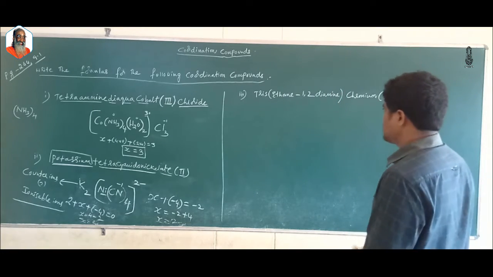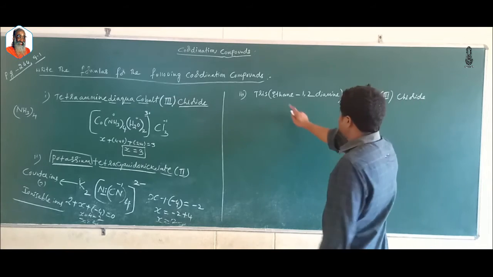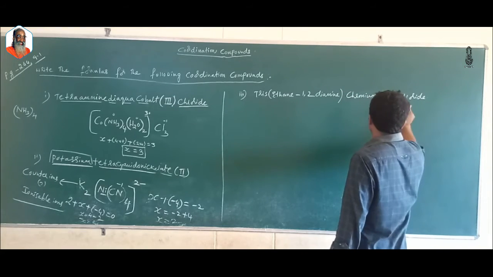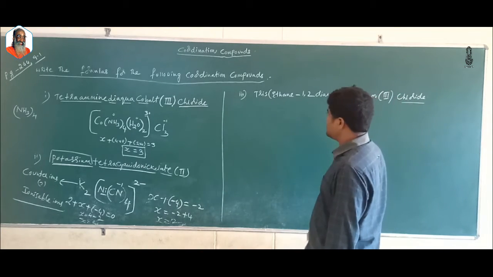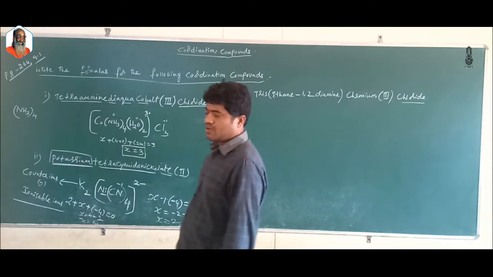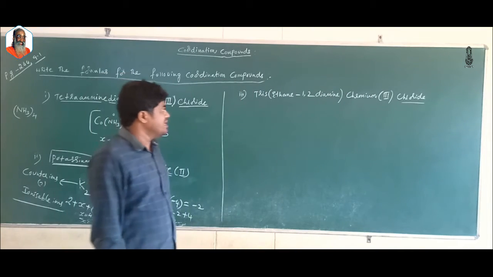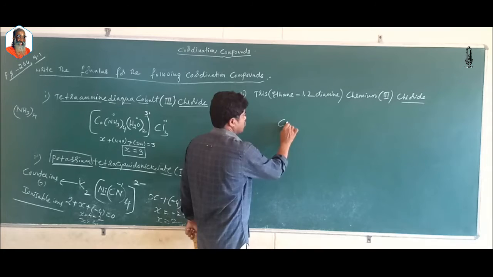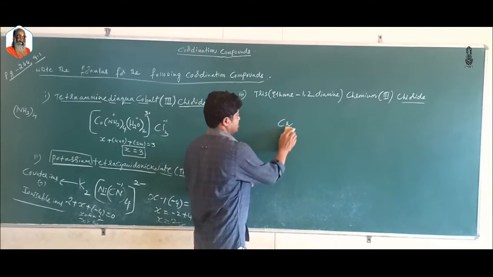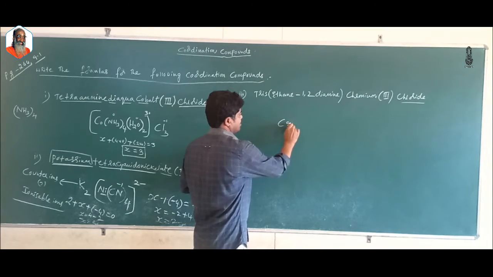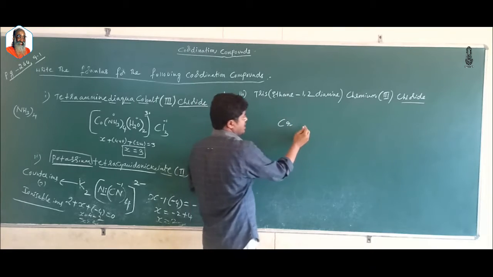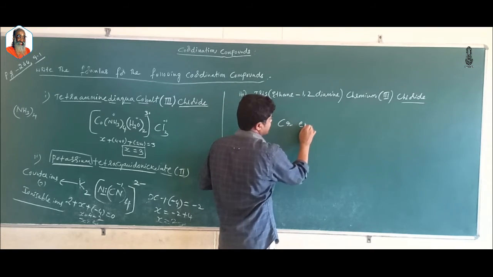Okay? Now this: tris(ethane-1,2-diamine)chromium(III) chloride. Be careful here. First write chromium. The symbol of chromium is Cr. Ethane-1,2-diamine is abbreviated as what? en.